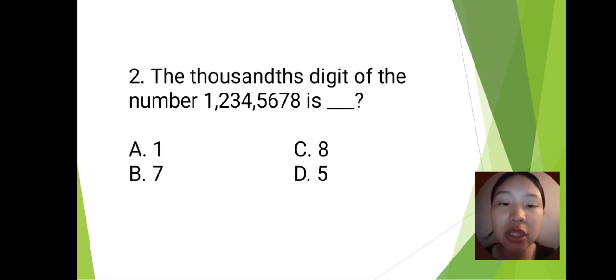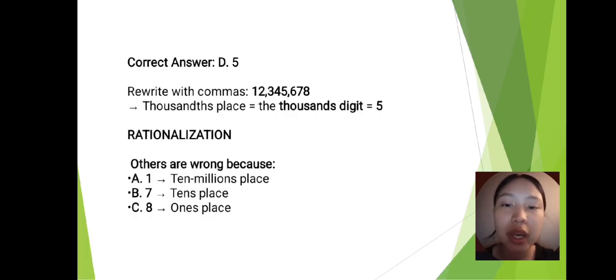The thousandths digit of the number 1, 2, 3, 4, 5, 6, 7, 8 is blank. So A1, B7, C8, D5. So the correct answer is letter D, 5. Rewrite the commas. 12,345,678. Thousandths place, the thousandths digit is equals to 5.